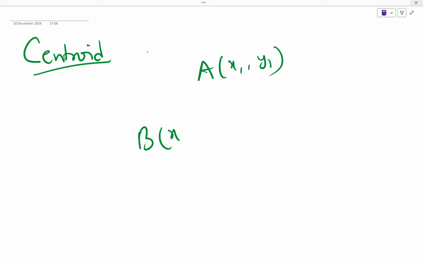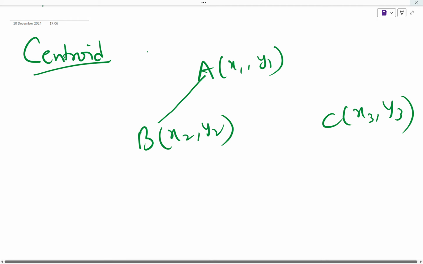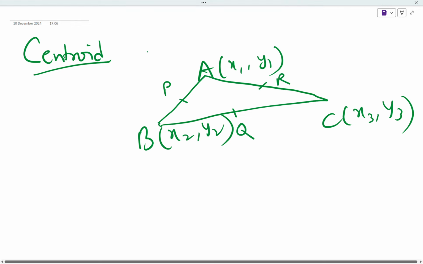Now let's jump on to a few more concepts, which is the centroid. Now let me tell you what a centroid is. Let's draw 3 points: A x1 y1, B x2 y2, and C is x3 y3. Now if I'm able to join A and B, B and C, and A and C, you'll get a triangle, obviously. Now let's say P is the midpoint of AB, Q is the midpoint of BC, and AC's midpoint is R. And if I join these midpoints, or let me not join these midpoints, let's draw these lines. They are going to intersect somewhere in the middle, right?